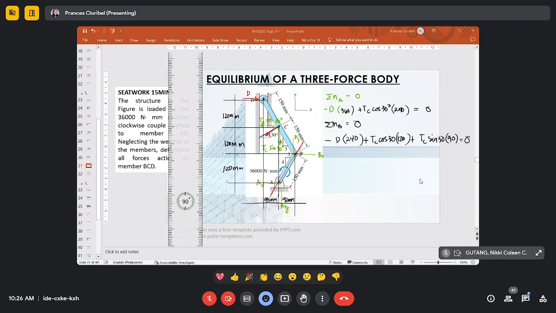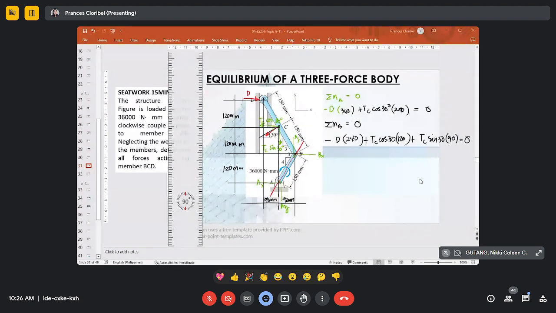Yes, Miss Ira. Excuse me, ma'am, the 36,000 N·mm moment should be filled in. Thank you for that observation. I forgot to sum up moment. We're considering the whole structure, so it is still lacking. We need the moment equations. That is a good point.